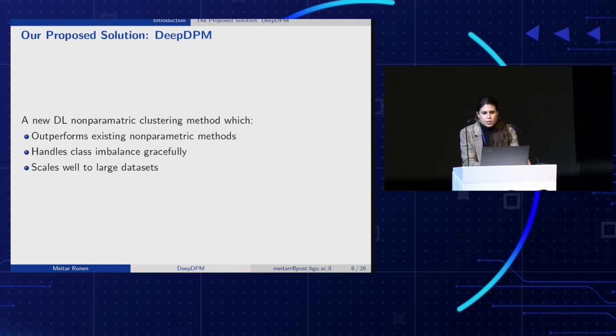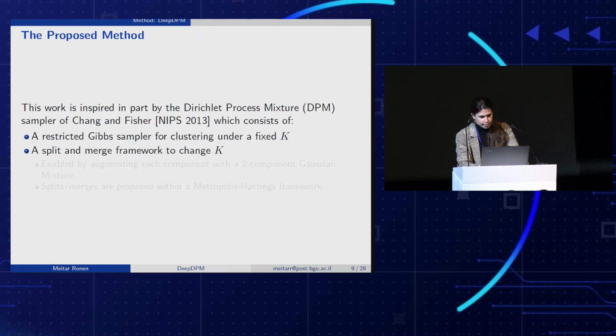So we suggest to bridge this gap, so we propose a new non-parametric method, so no need for model selection, but we are based on deep learning, so we are also very scalable too. So for example, we're the first non-parametric method to run on the ImageNet dataset. Also, unlike other deep clustering methods, we can handle class imbalance quite gracefully. We will show it later in the results.